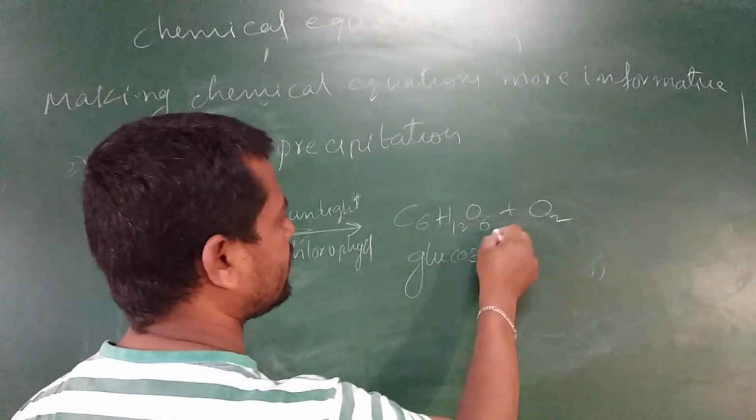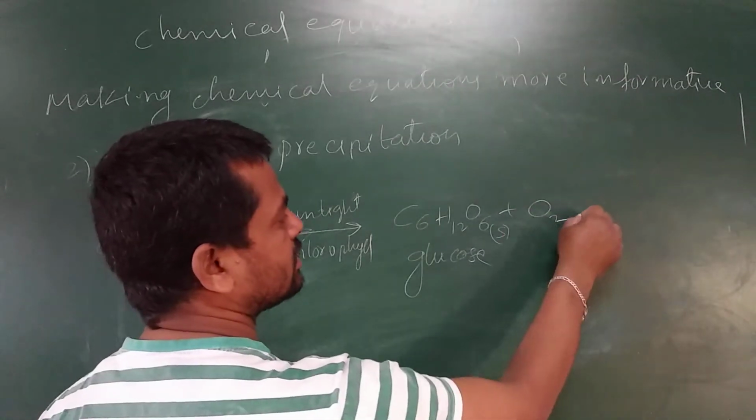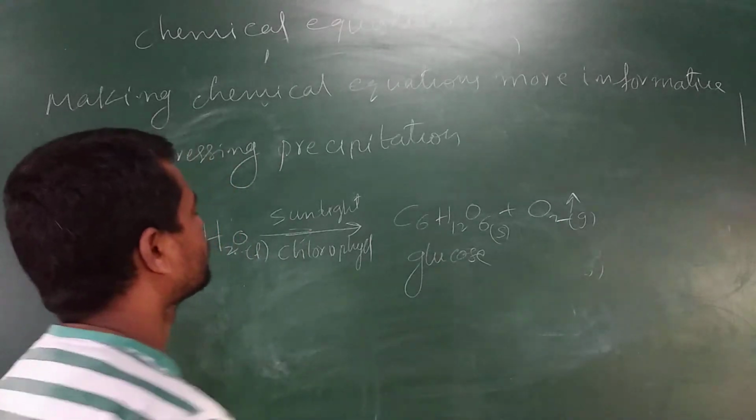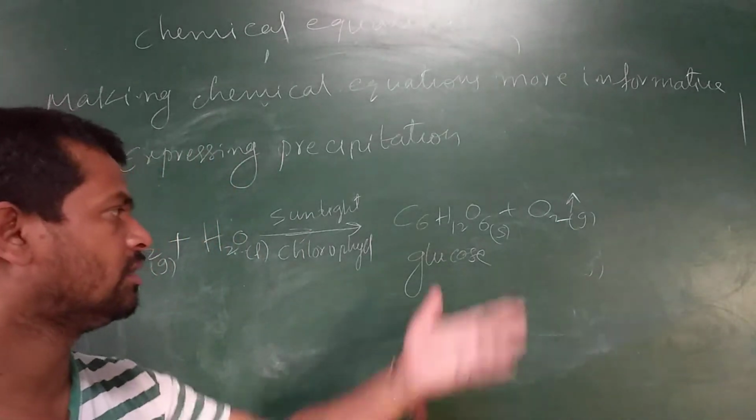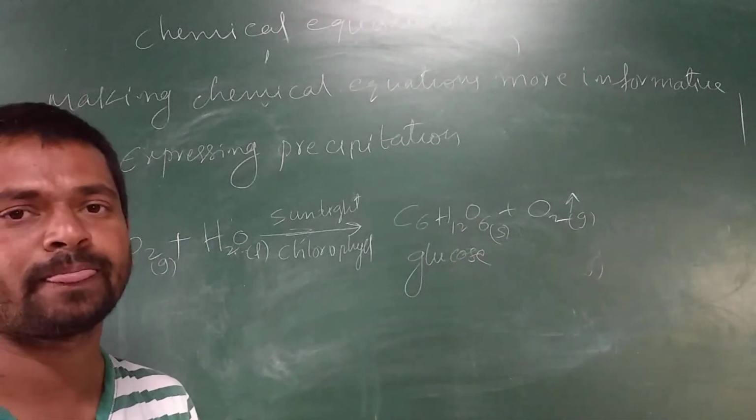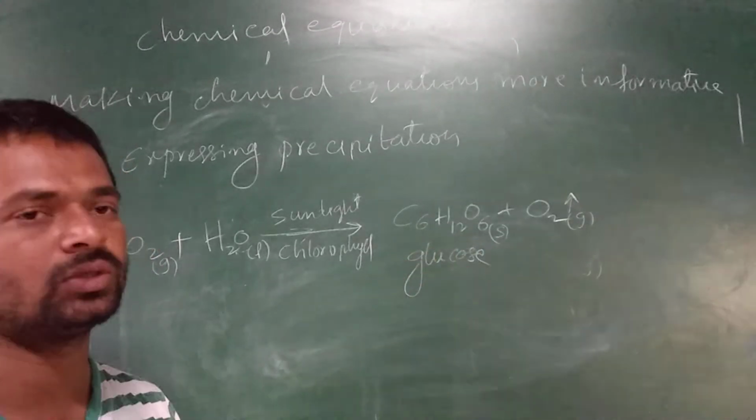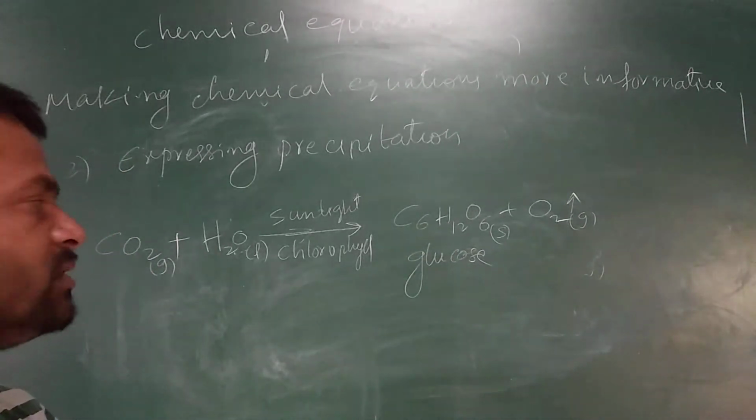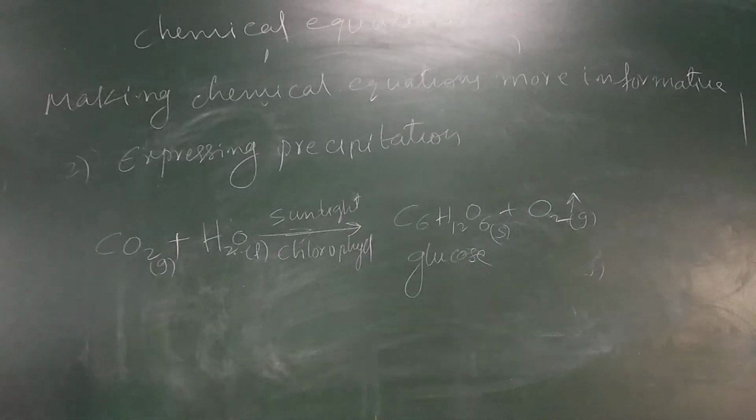Glucose is a solid, while oxygen is a gas. C6H12O6 is food, or glucose. But it is not a balanced equation. We must balance every time.